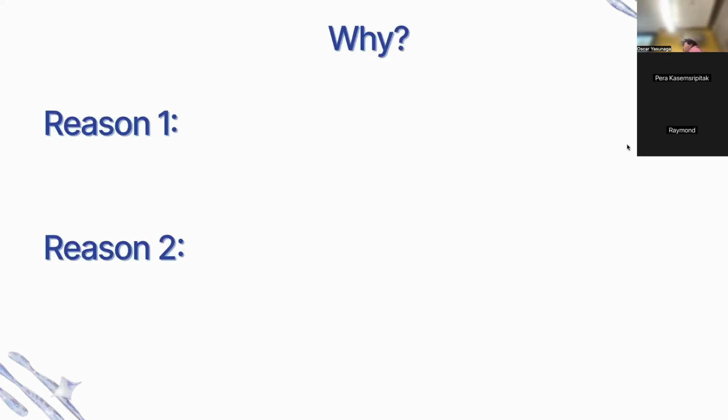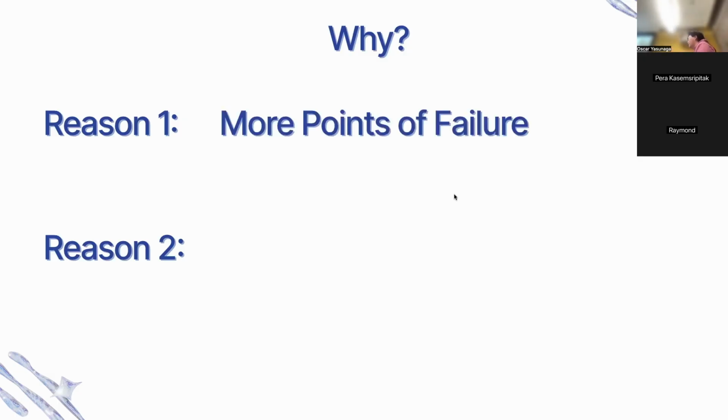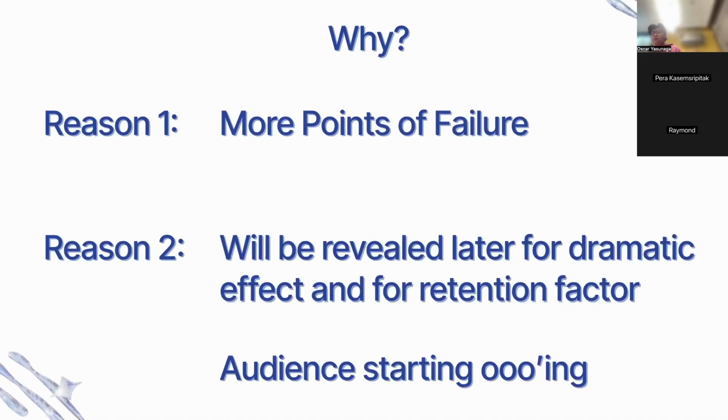And there are many issues with this. One of the issues is there are just more points of failure. If you screw up your training for the tokenizer, then you're not going to make an effective transformer. Right? More points of failure. A, and then B will be revealed later for dramatic effect and for attention factor. And then the audience starts oohing.